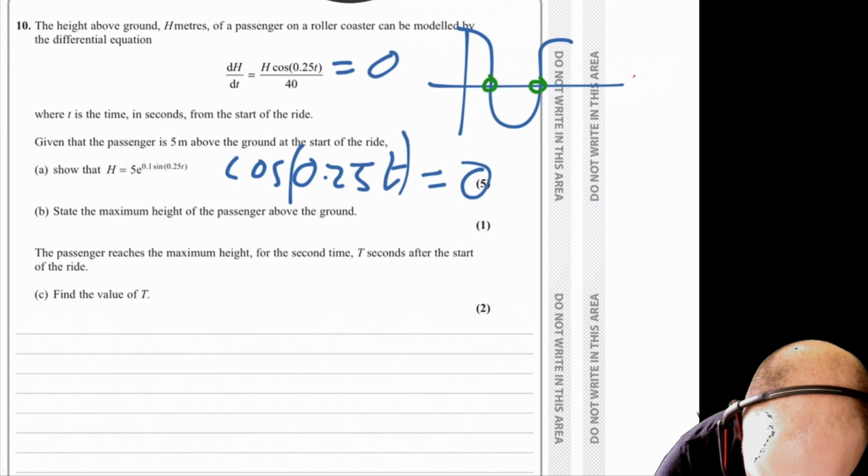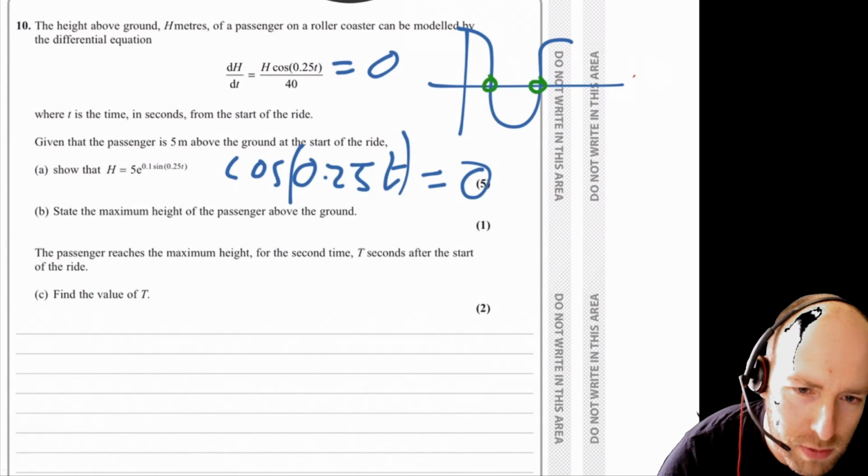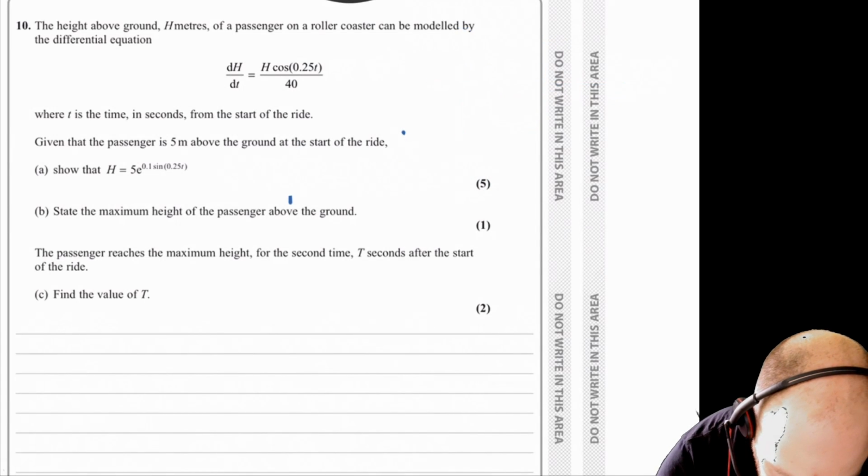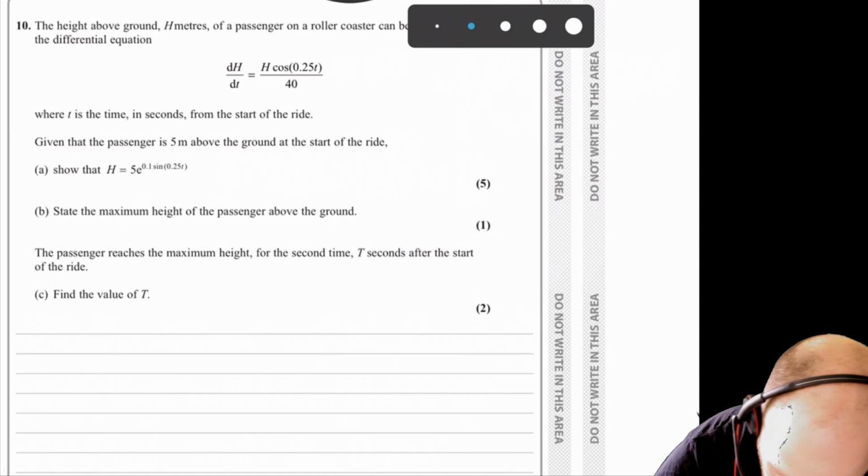Wait, what am I doing? This is stupid, I'm doing more. It's a 1 mark question. We don't need to do all that. Let's just look at our height equation.